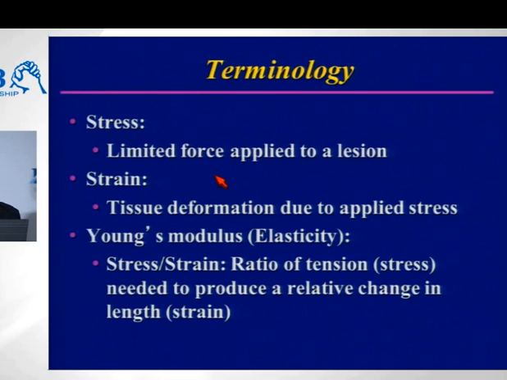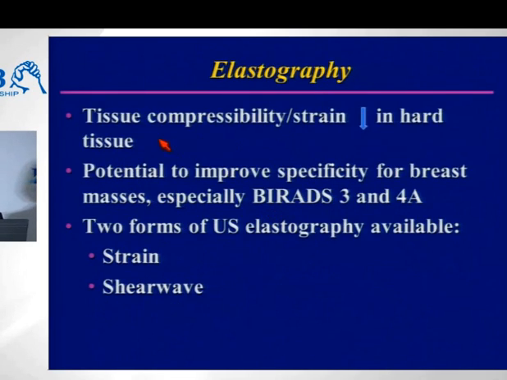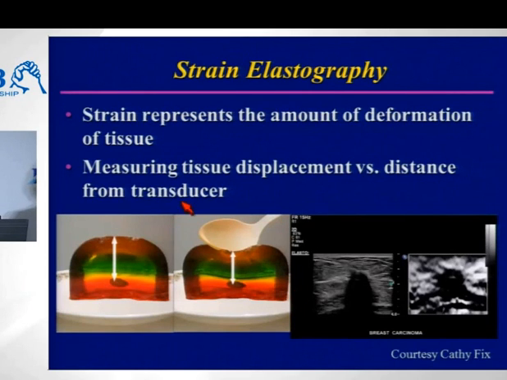And the term stress is used to describe the force applied to a lesion. The strain is how much it deforms when you're pressing on it, and Young's modulus is the ratio. How much stress do you need to produce strain? And we expect that tissue compressibility will be decreased in hard masses. There are two kinds of elastography available, strain and shear wave. Think of this as the piece of fruit in the jello. You press on the jello, and is that piece of fruit going to spread out or not, depending on whether it's hard or soft.